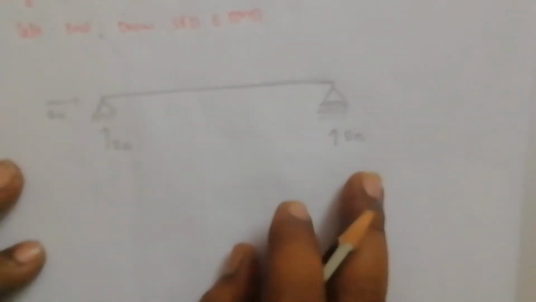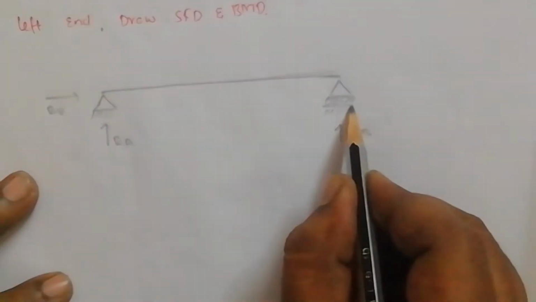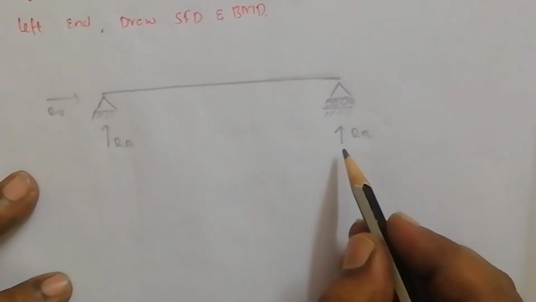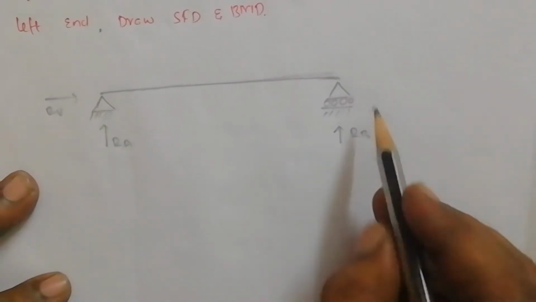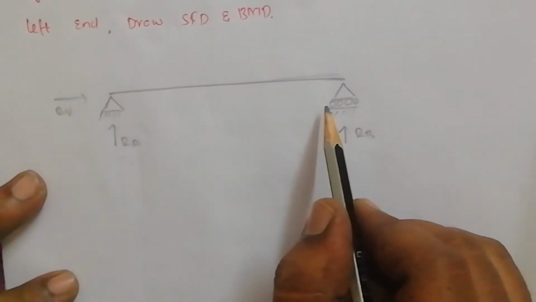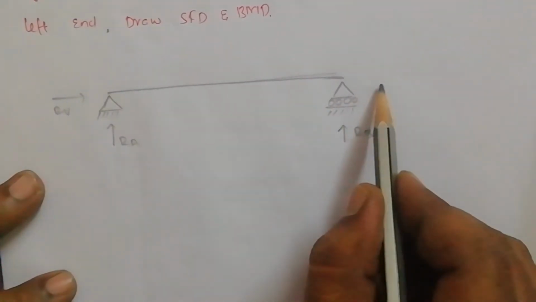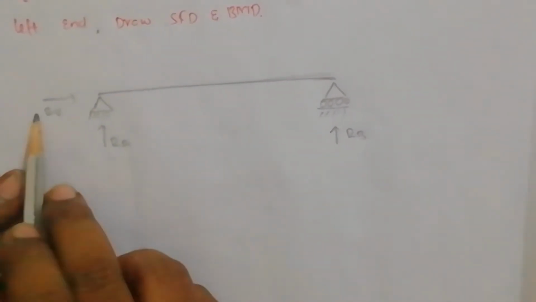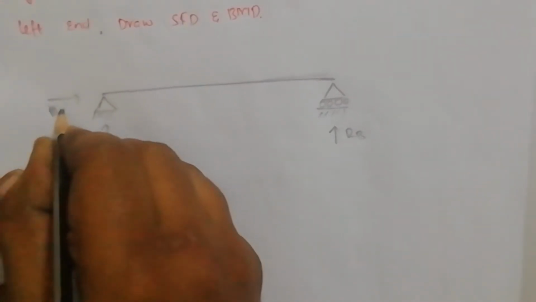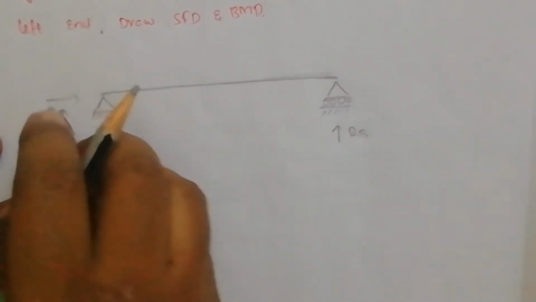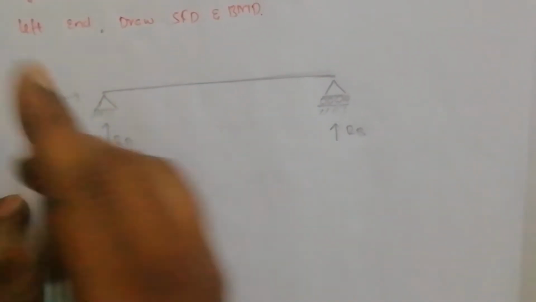Why only vertical reaction? The movement of this support has been restricted only in the vertical direction, but in the horizontal direction, because of the rollers, it can move forward. So we will take two reactions at A, a vertical reaction and a horizontal reaction HA, whereas here we will get only a vertical reaction RB.